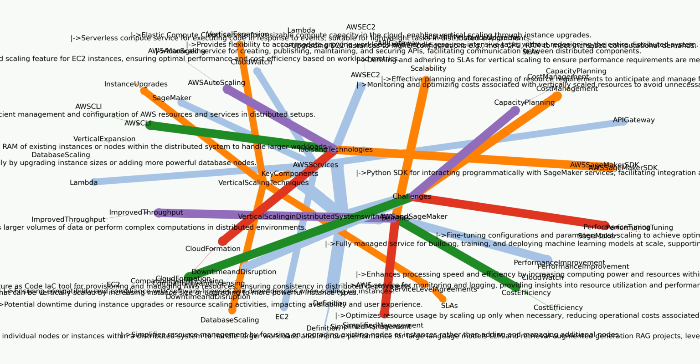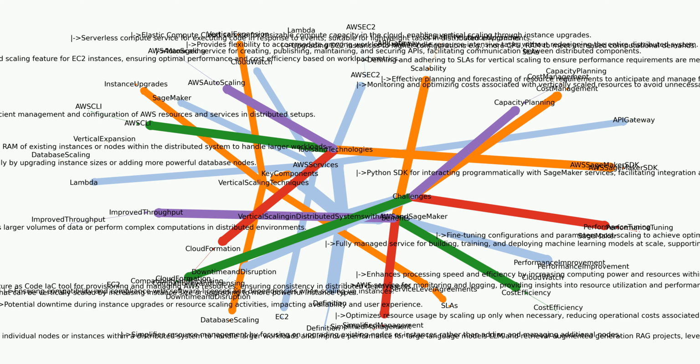LLM and Retrieval Augmented Generation (RAG) projects, leveraging AWS, Amazon Web Services, and SageMaker. Key components: AWS Services. SageMaker, a fully managed service for building, training, and deploying machine learning models at scale, supporting vertical scaling for intensive computing tasks.